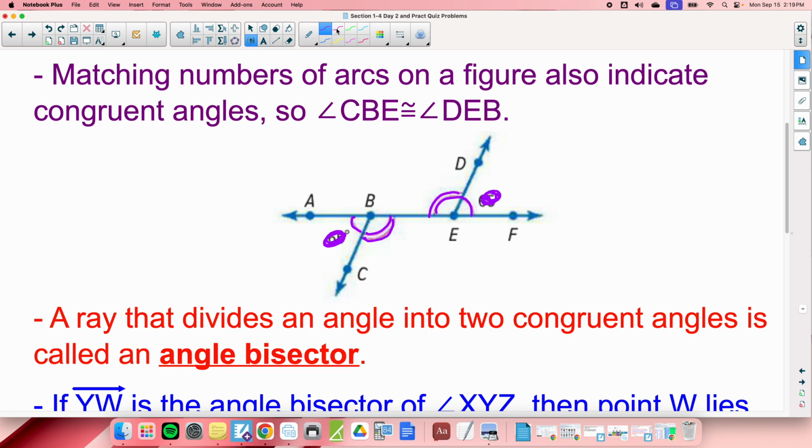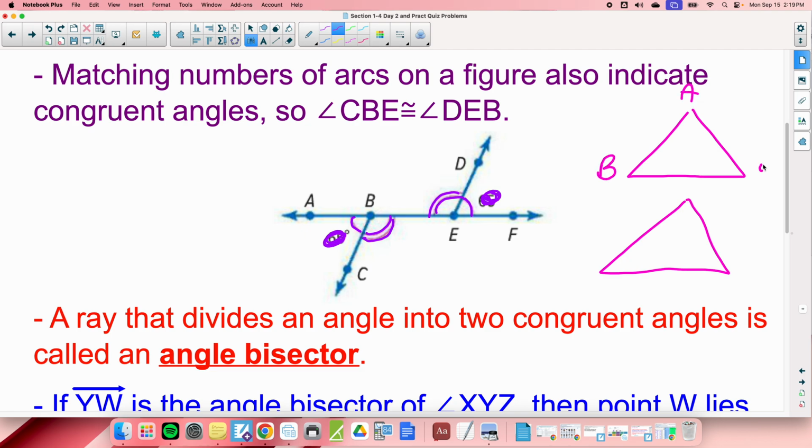Later this year, just so you know, we're gonna be doing something with congruent triangles. So say this is ABC and this is DEF. We're gonna write down what angles are congruent. Let's say they told us A and D were congruent. We would use one arc on those. If they said B and E were, we'd use two arcs. If they said C and F were, we would do three arcs. Does everybody understand that?